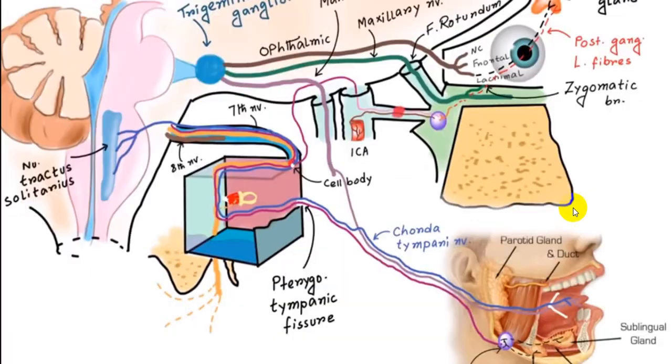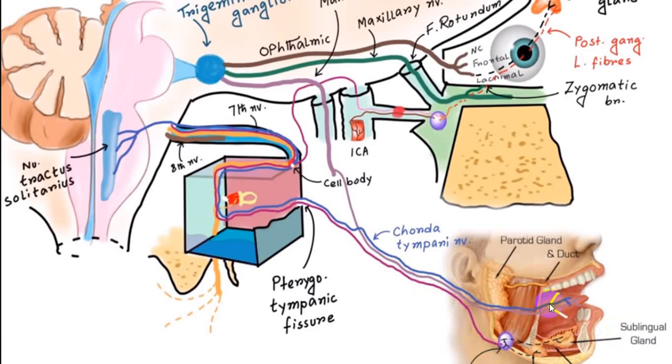That will be shown further. As well as there will be one branch we call the chorda tympani branch, which will be coming out through the petrotympanic fissure, and then it will be combining with the fifth cranial nerve, lingual branch. This will be a lingual branch of the fifth cranial nerve, and then it will be supplying the sublingual salivary gland and submandibular salivary gland. So it will be supplying those two glands and taste sensation of the anterior 2/3 of the tongue.